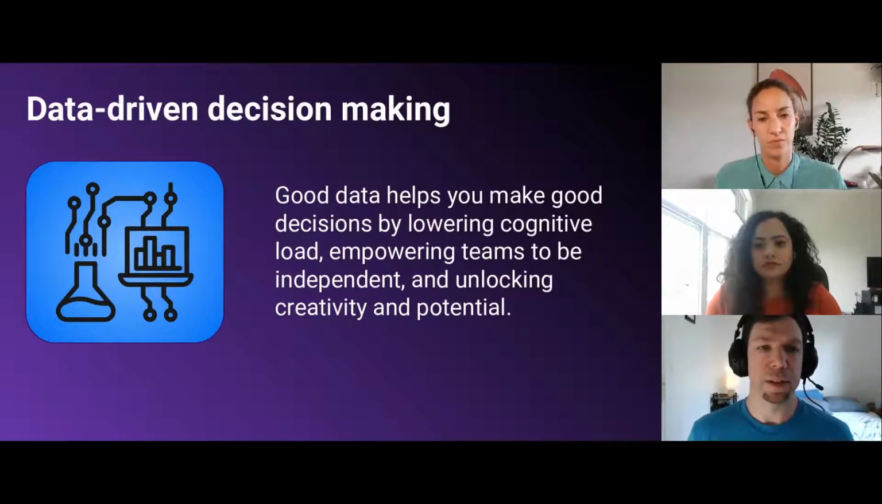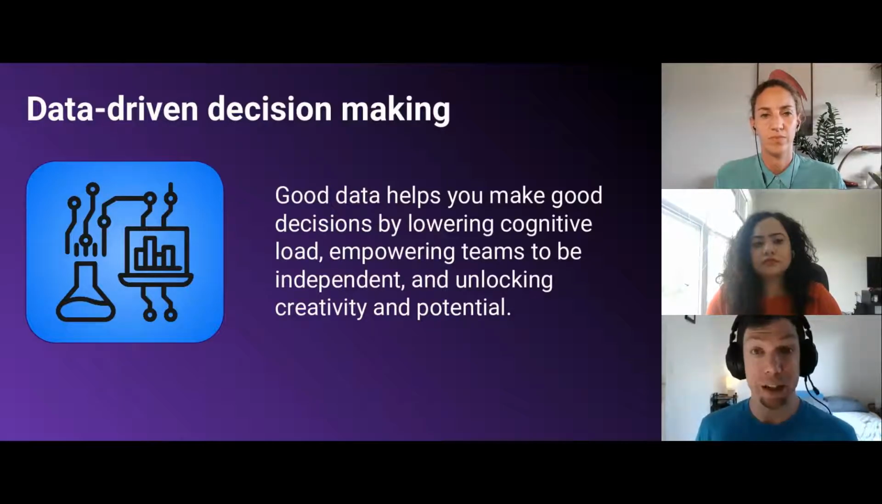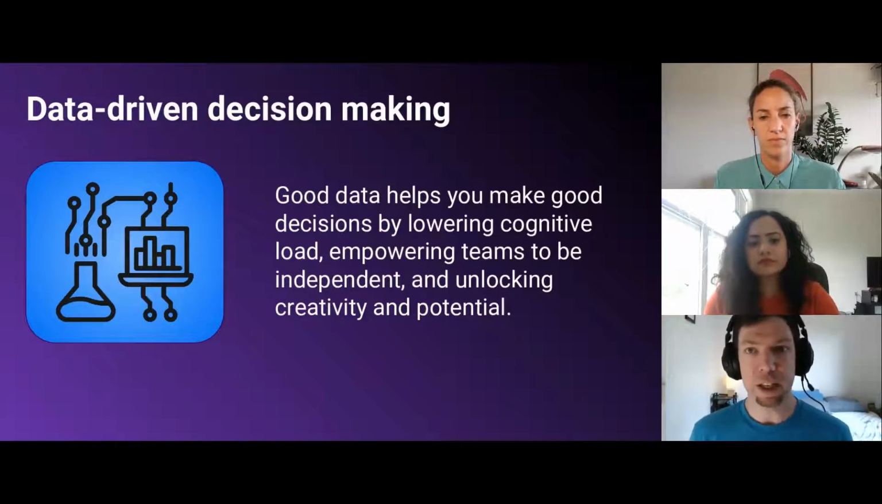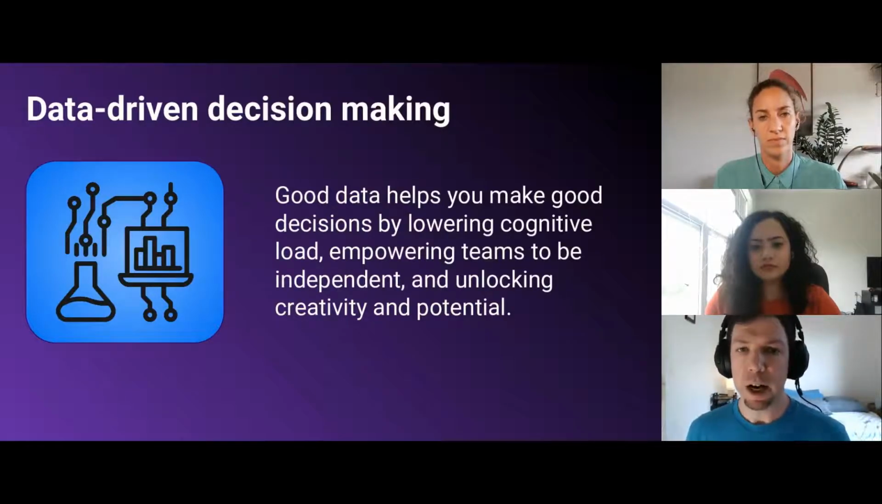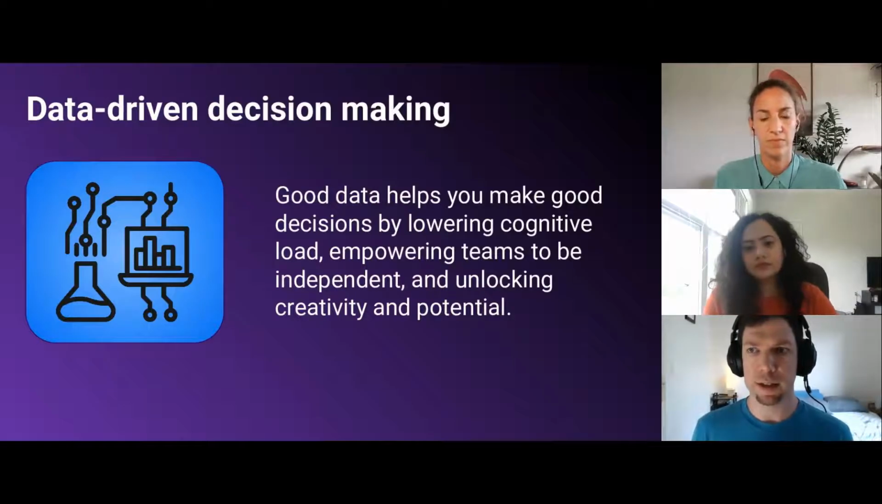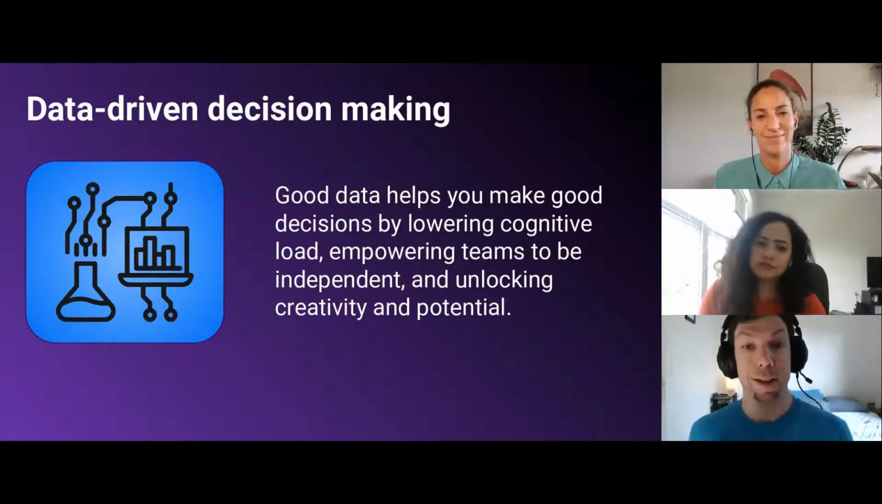It brings us on to data-driven decision making. There's no substitute for humans doing what they do best. And I don't mean constant guesswork and firefighting, although we are good at that. Good data helps you make good decisions by lowering cognitive load. That's critical, right? You want to empower teams to be independent, and that's going to unlock creativity and potential. But lowering cognitive load is a big part of that. Getting the computer to do what the computer does so that humans can concentrate on what humans do. That's extremely important. And another area where this principle occurs is, interestingly enough, as if we planned it, security.